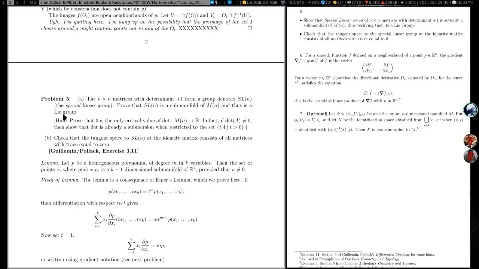The problem is simple enough. It is to just show that the n by n matrices of determinant 1 actually form a submanifold, right? And we can do it in probably a couple of different ways.